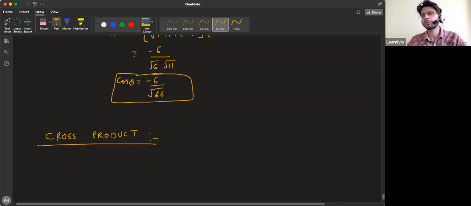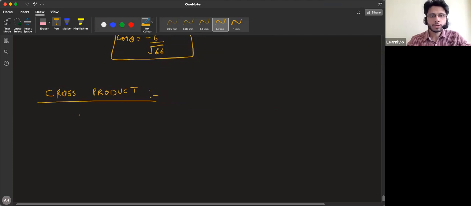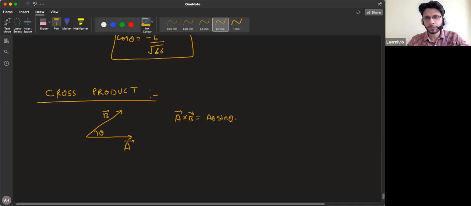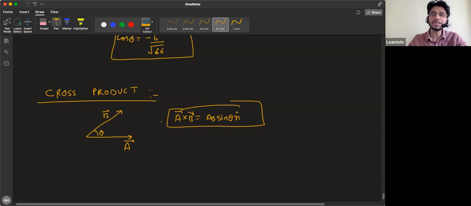See, what does cross product mean? If you have two vectors, one is vector A, another is vector B, inclined at some angle theta, you can write A cross B as A B sine theta into n cap. This is A cross B. A is a vector, B is a vector. The cross product of A and B is another vector. So along with the magnitude of A cross B, you should know the direction of A cross B also.